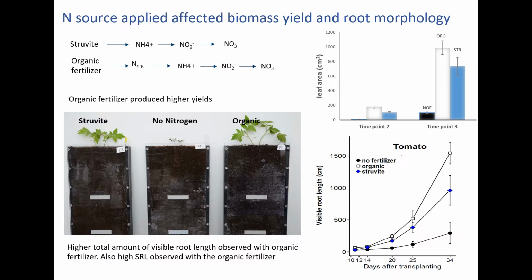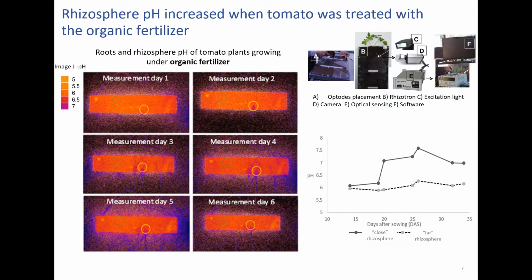With this, I aim to answer four main questions. What is the effect of the nitrogen source we apply on the shoot and on the root architecture? What is its effect on the pH dynamics? How can all of these changes in root morphology and pH dynamics affect the nutrient turnover of these two sources? And finally, what is the effect on the microbial community, and how is it affected in all of that?